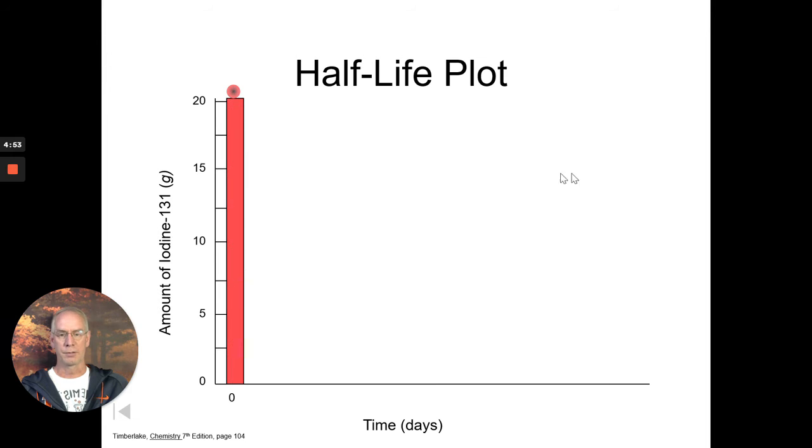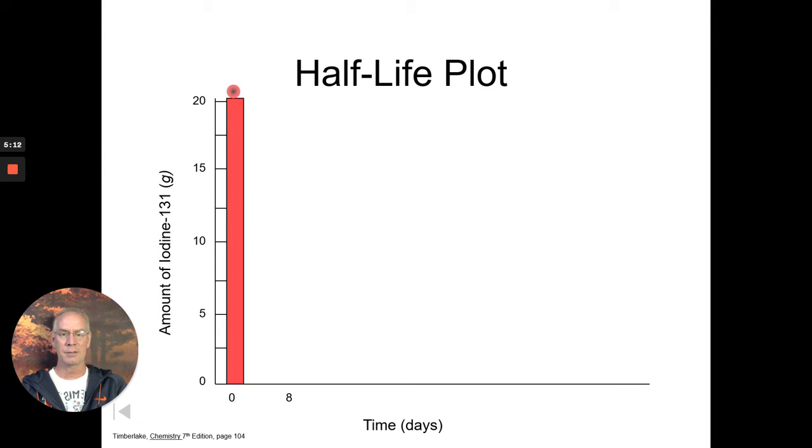Let's go ahead and plot this. So now I'm looking at iodine 131. Initially, I have 20 grams of it. Its half-life is 8 days. So after 8 days, I can anticipate there'll be 10 grams of iodine 131 left. And I could graph that.